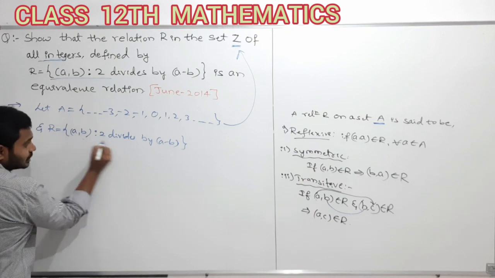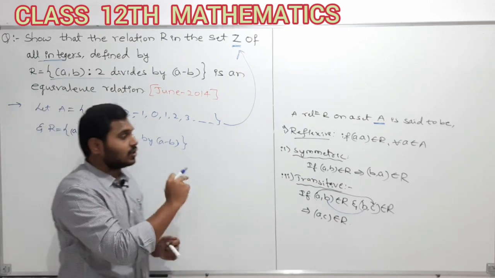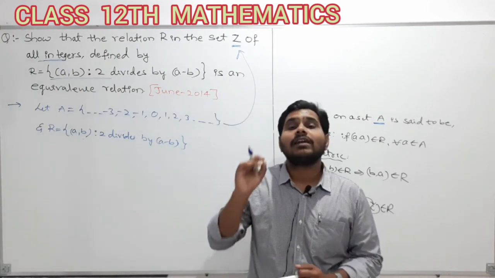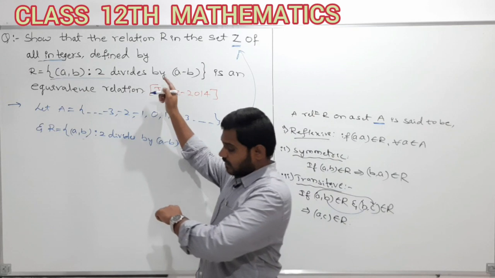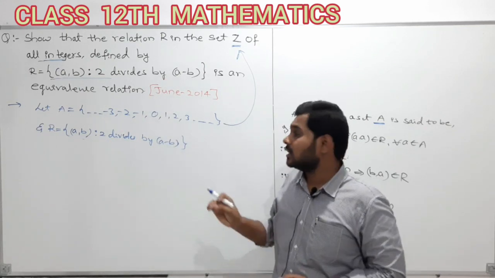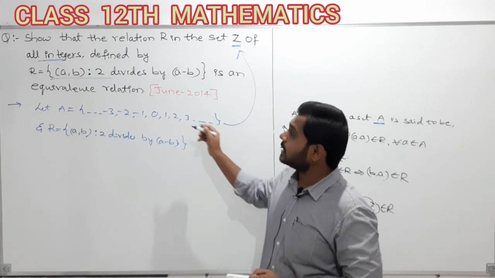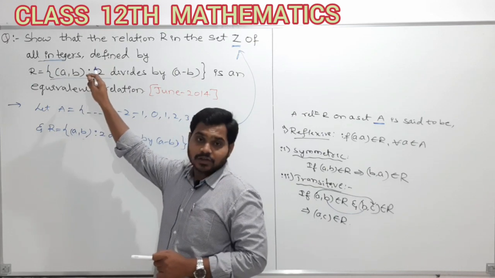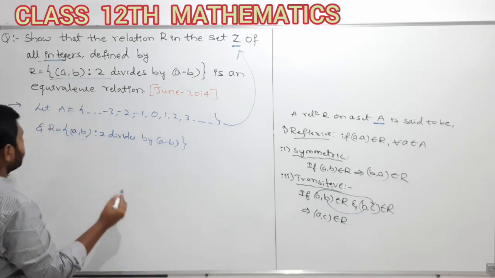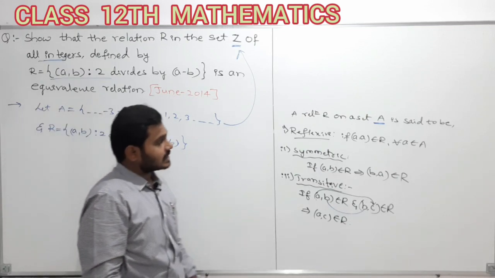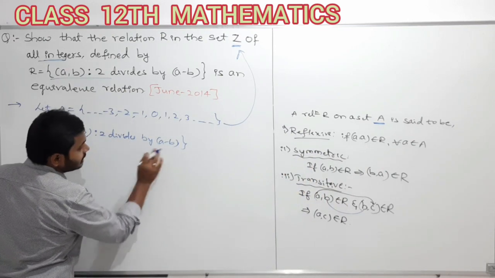This is the relation they defined, and we should check whether this relation is reflexive, symmetric, transitive or not. Already they told us that this is an equivalence relation, so we should just show it. In the question itself they said show that, so we should just discuss the 3 conditions. Before going to the first condition, reflexive, I will first take what is meant by 2 divides A minus B.